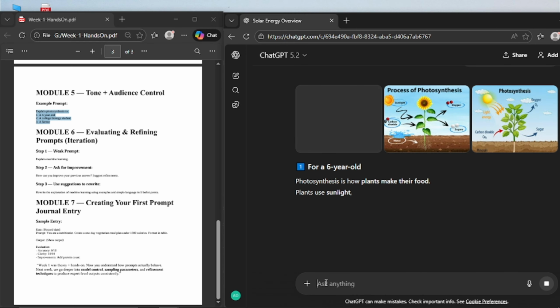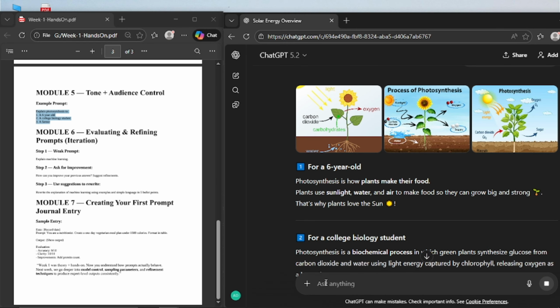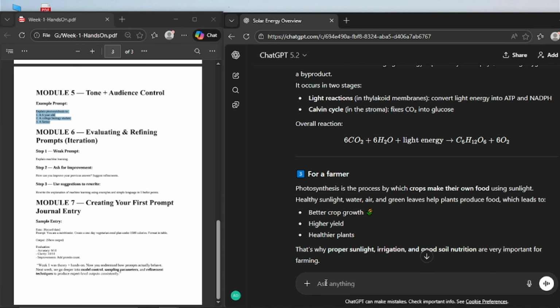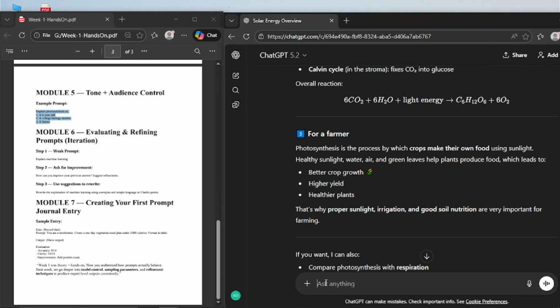Okay. So for a 6-year-old, it gives us a different type of answer. For a college student, more elaborate, and for a farmer, in a much different way, because a farmer cannot understand much of technical content. Okay. So next one is evaluating and refining your prompt.